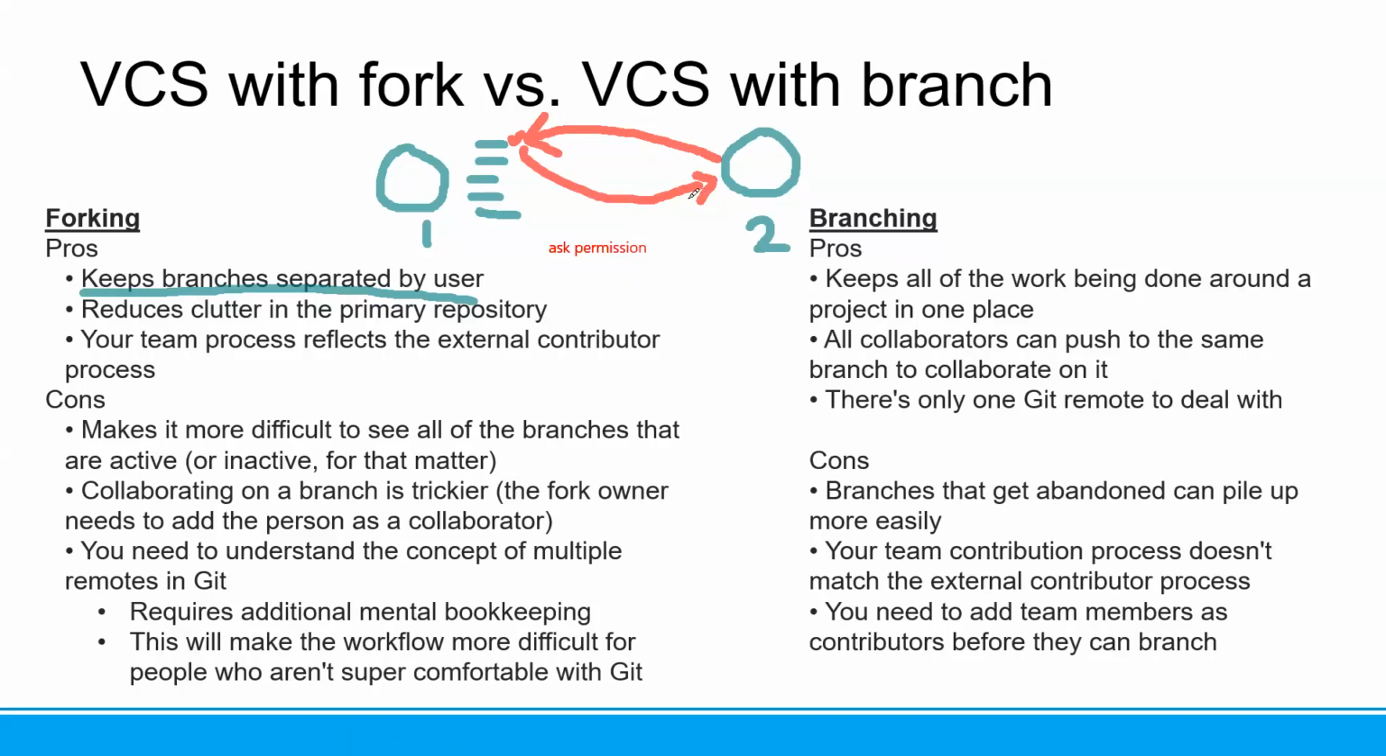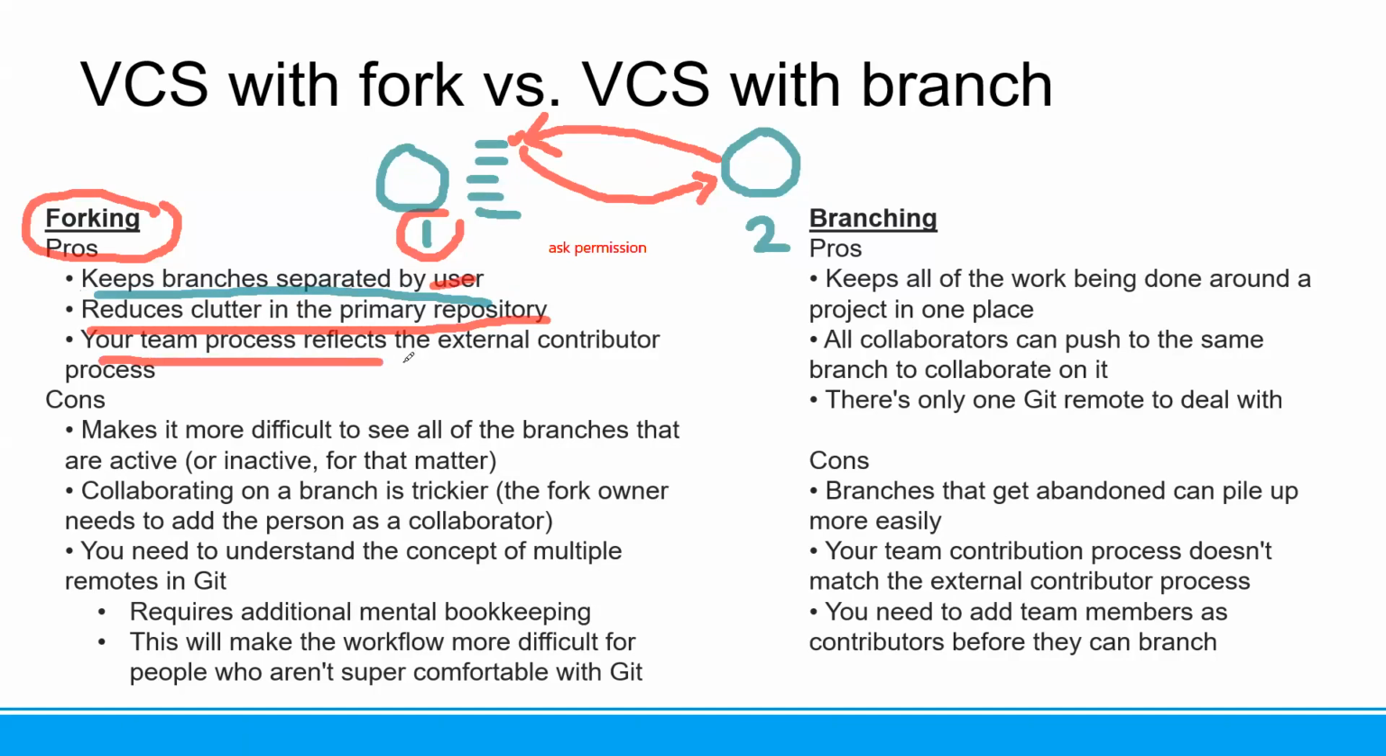And then let's say, for example, I improve the code and it goes well. So user one wants to know the result from user two, so they can also update the code for each other. We call this forking. So user two forks the code from user one. It keeps branches separated by user, and it reduces clutter in the primary repository.